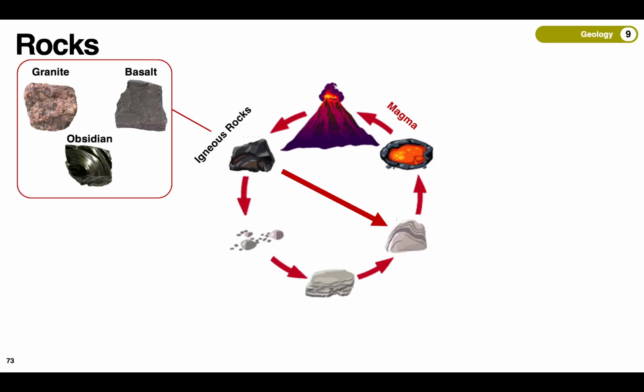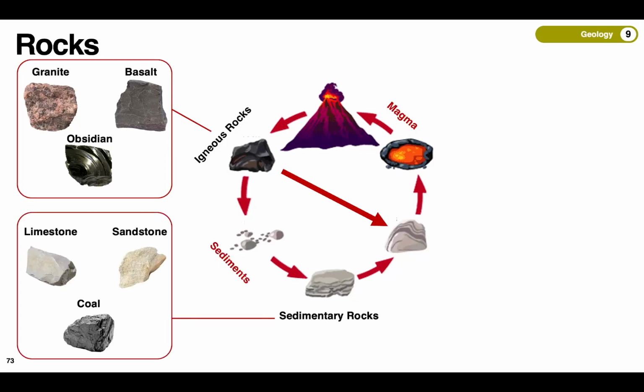Now, deposits of pre-existing rocks or dead organisms that accumulate on the Earth's surface get buried over time, more and more, and then they get under more and more pressure, and they're compacted and cemented until they form what we call sedimentary rocks. Sedimentary means like they deposit. And some of the examples include limestone or sandstone or coal. Coal actually, yeah, it's a sedimentary rock.